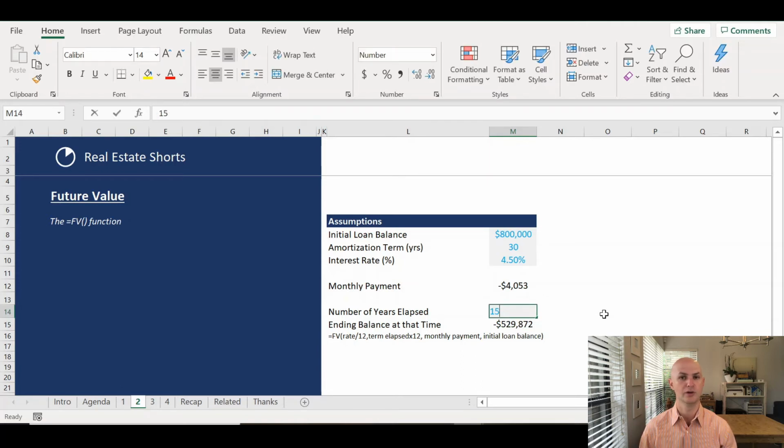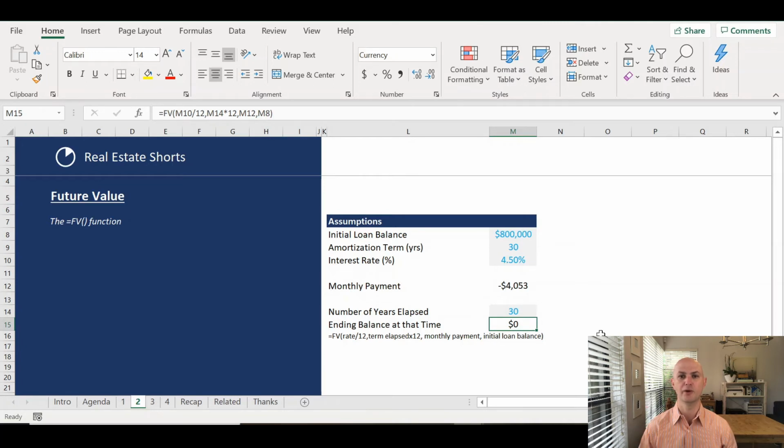$529,000. What if 20 years goes by? And so on. So what about 30 years go by? So if all 30 years go by, then what does this mean? Now we've completely paid off the loan. And this should make sense. If it's a 30-year term, then at the end of the 30th year, we should have no loan balance remaining.